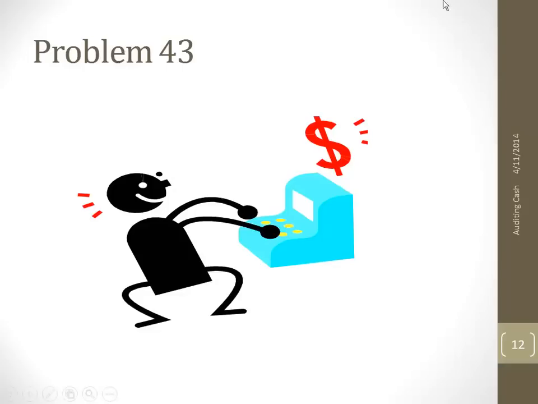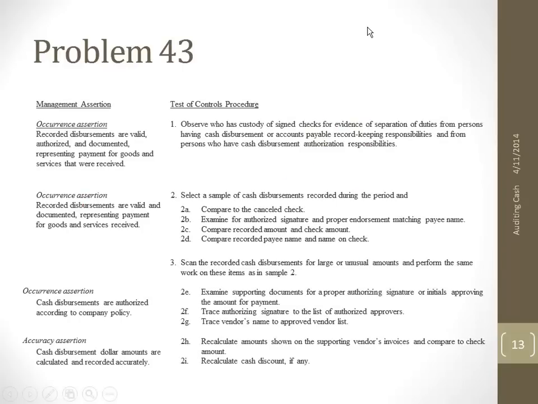So let's just quickly summarize this problem. We talked about occurrence, and the fact that you want to make sure that the transactions, the disbursements, are valid. So the auditor would observe, remember, who has custody, because you're concerned about segregation of duties. An auditor would observe that process. Who's signing the check? Look for evidence that there is proper segregation of duties. Look for things like dual custody of checks when they come in the door.